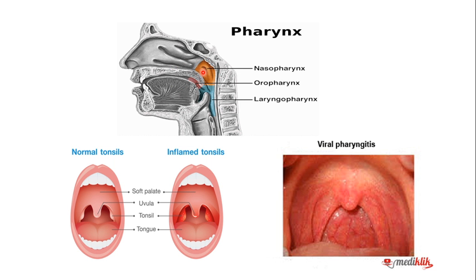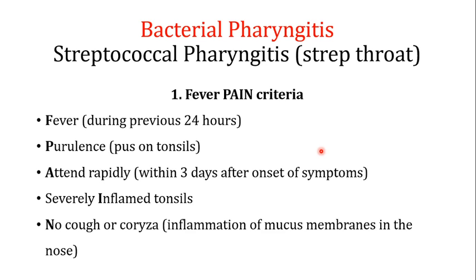This is the pharynx, which is inflamed during pharyngitis, and there was inflammation of the tonsils as well. These are the normal tonsils, these are the inflamed tonsils, and this was one of the images showing you viral pharyngitis. In this video, we are going to focus on bacterial pharyngitis, which is also known as streptococcal pharyngitis, or sometimes strep throat.